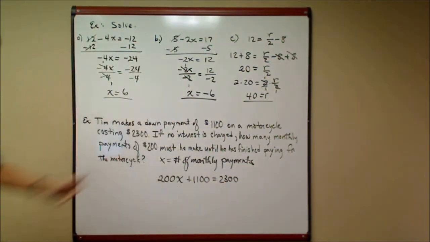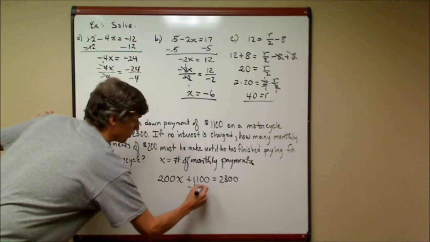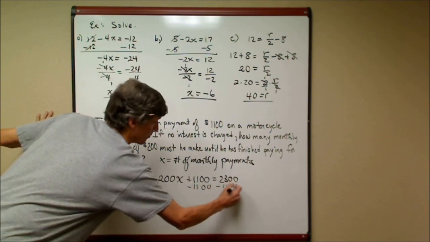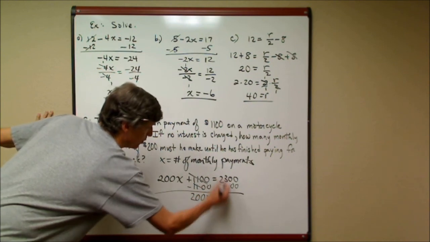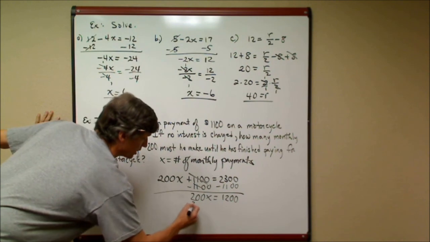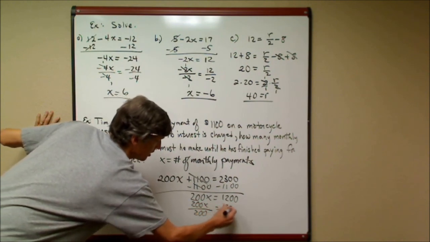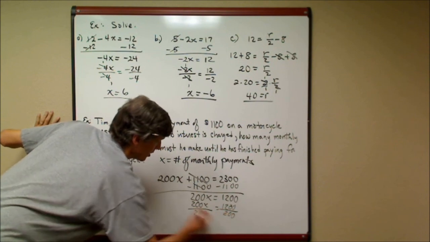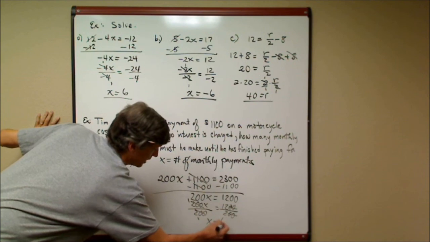And I have a 2-step equation. I'm going to solve it just like I've been doing from the other problems. The numbers are a little bit bigger, but don't let that intimidate you. I'm going to get rid of the plus 1,100 by subtracting 1,100 from both sides. I get 200x is equal to, that looks like 1,200. You can do this in your head. I'm going to divide both sides by 200. That's 1x, and I get x is equal to, looks like 6.